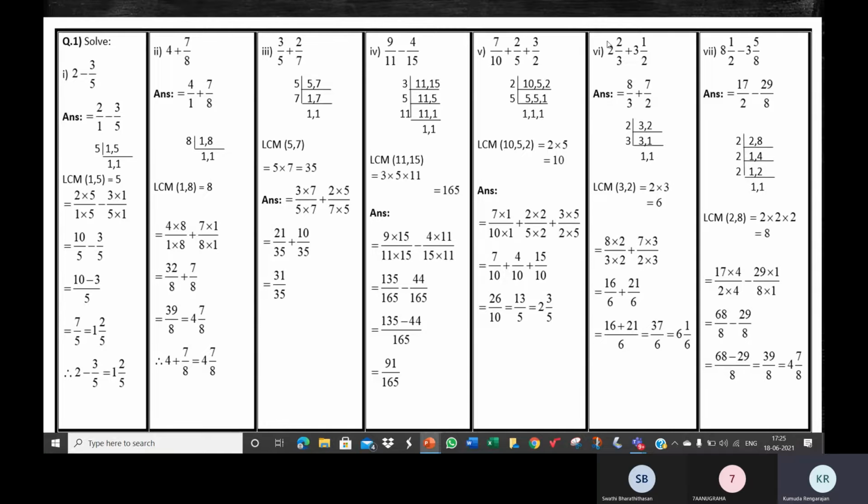So when we have mixed fractions, what is the first step? Ma'am, we have to convert them into improper fractions. Yes, we need to convert them to improper fractions. After converting, you need to check if they are like or unlike fractions. Look at the denominators. Are they like or unlike fractions? Ma'am, they are unlike fractions, because they have different denominators.